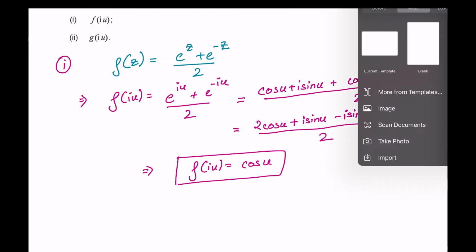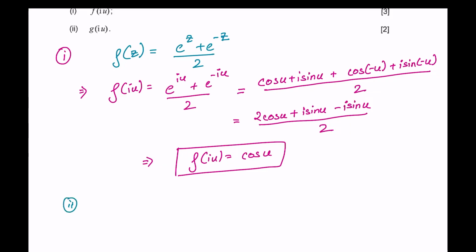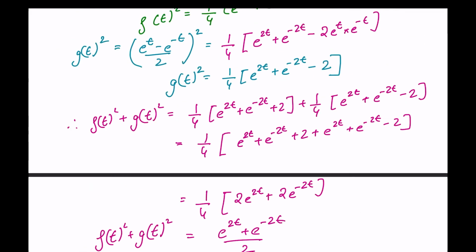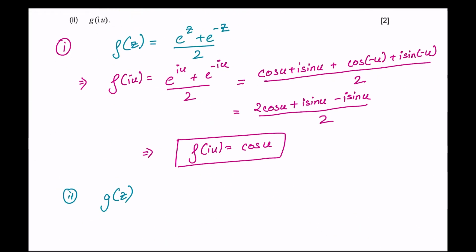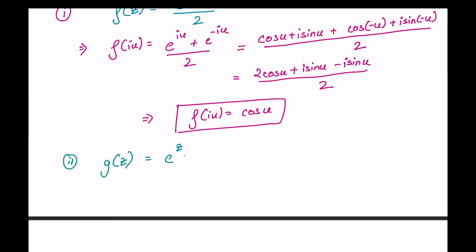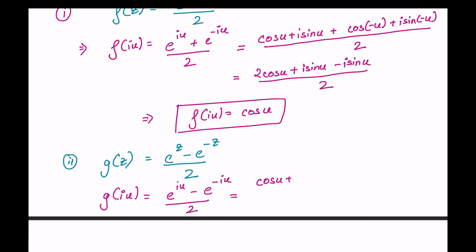Now we have a second part which we need to solve. We have to find g of iu. Firstly, let's write what g(z) is. Scrolling up, we have our g(z) here. So g(z) is (e^z - e^(-z))/2. So we have to find g of iu. Let's replace z with iu here. e^(iu) is cos u plus i sin u, minus e^(-iu), which is cos of minus u plus i sine of minus u, divided by 2.